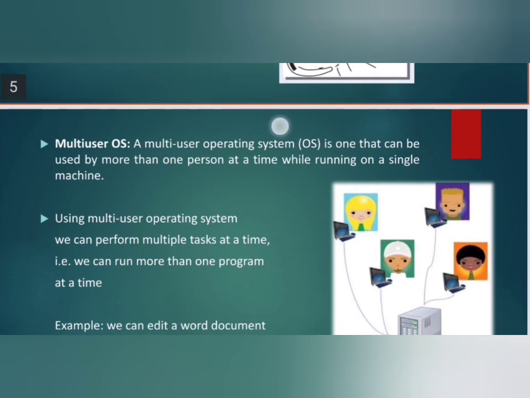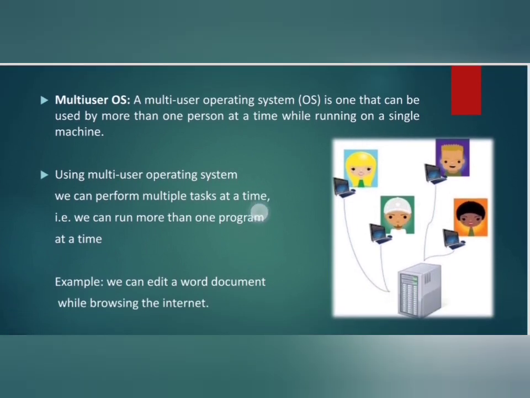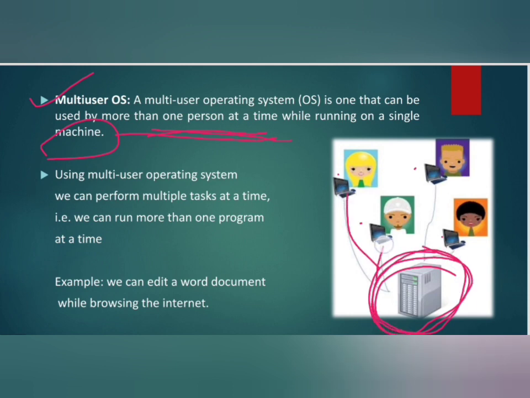Next, moving on to the multi-user OS. A multi-user operating system is one that can be used by more than one person at a time while running on a single machine. If you see the diagram, you can understand that multiple users can use this operating system, which runs on a single machine. Just remember one thing: more than one person at a time can use it on a single machine. So this is one OS installed in the CPU and more than one user is able to use it.